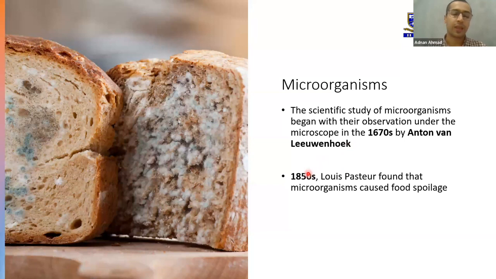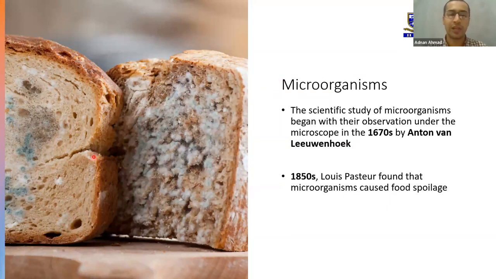He said that there is another form of living life that was previously unknown. And then in the 1850s, after a long time, more than 100 years, as you can see here, Louis Pasteur, another scientist, found that microorganisms caused food spoilage. Previously it was unknown.